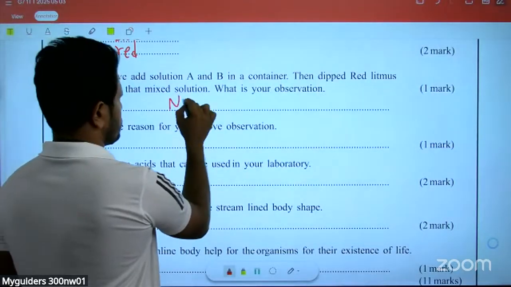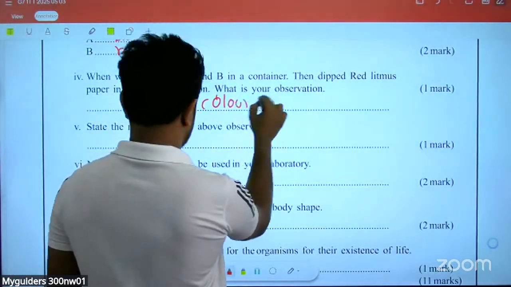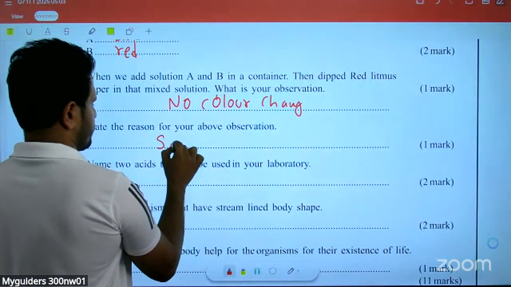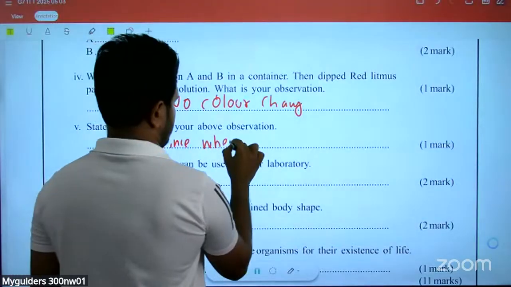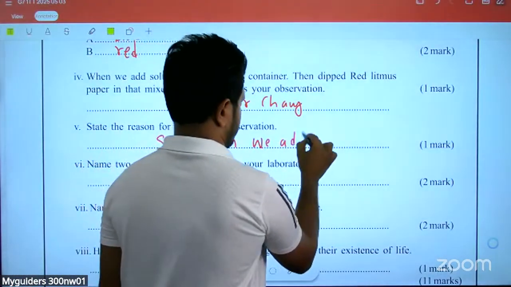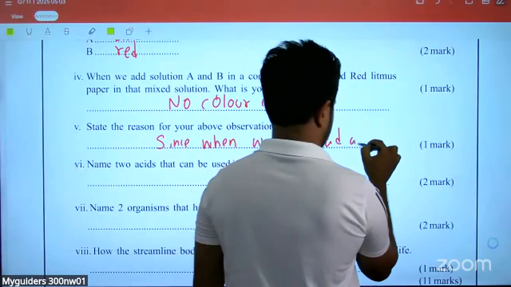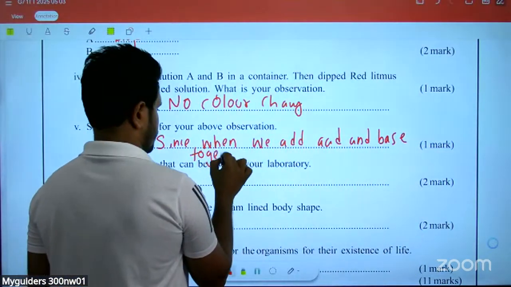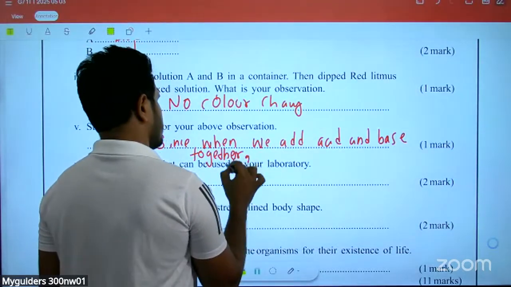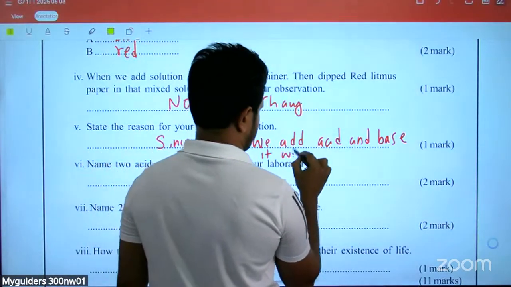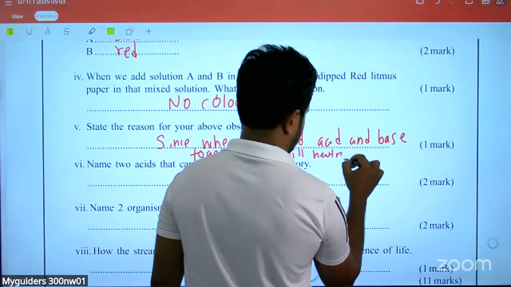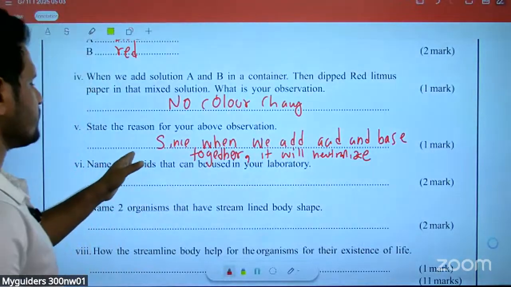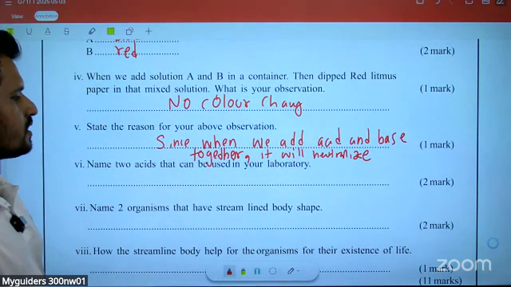No, no color change. Since when we add acid and base together, it will neutralize. Name 2 acids that can be used in your laboratory.